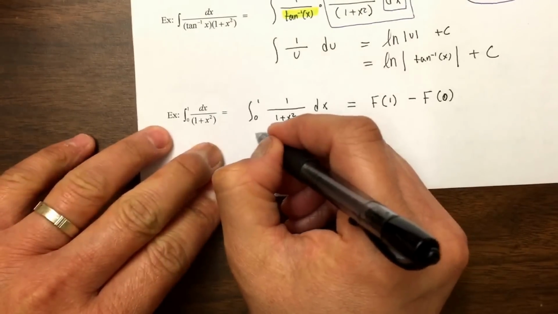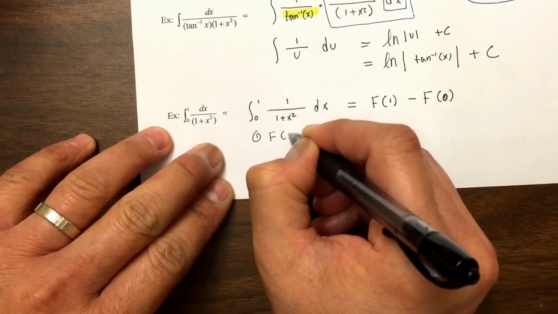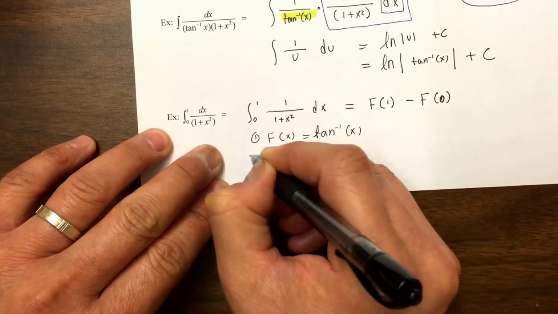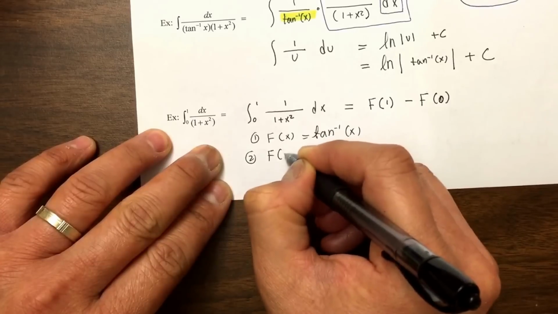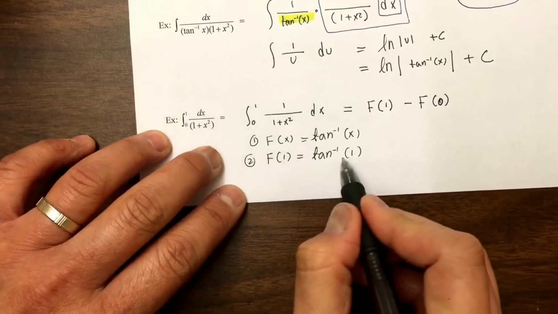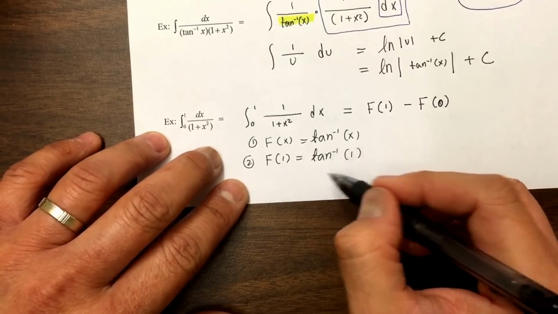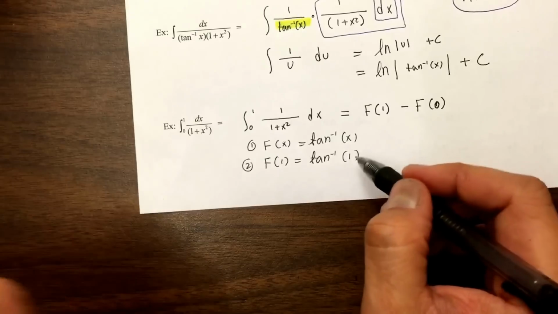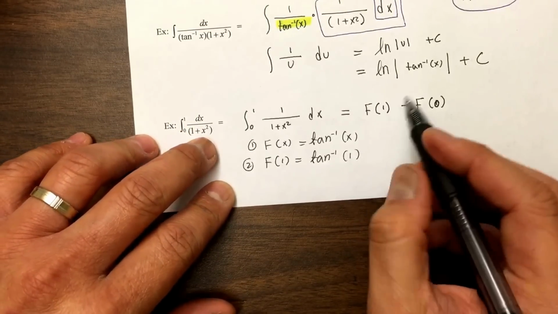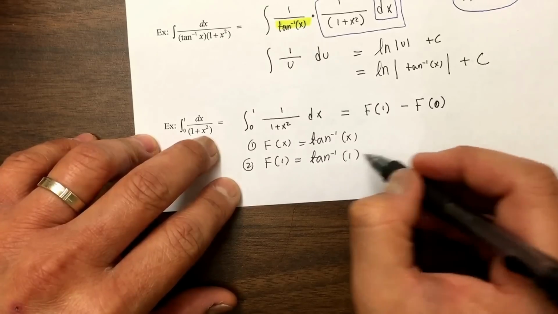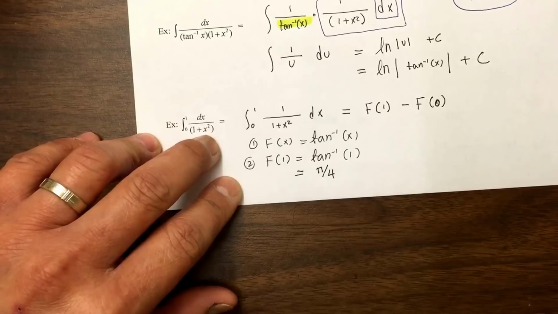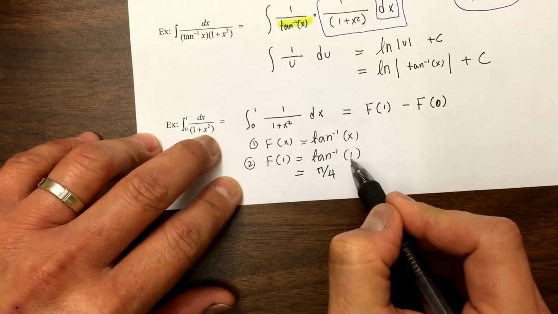Okay? So let's first find the antiderivative. We know that that's tangent inverse of x. We evaluate the antiderivative at the upper bound. Okay, so what does this mean? It means what is the angle, because we're talking about an inverse function. So what is the angle that would give 1 as an output for tangent? And that angle is pi over 4. Pi over 4 is the angle that would spit out 1.